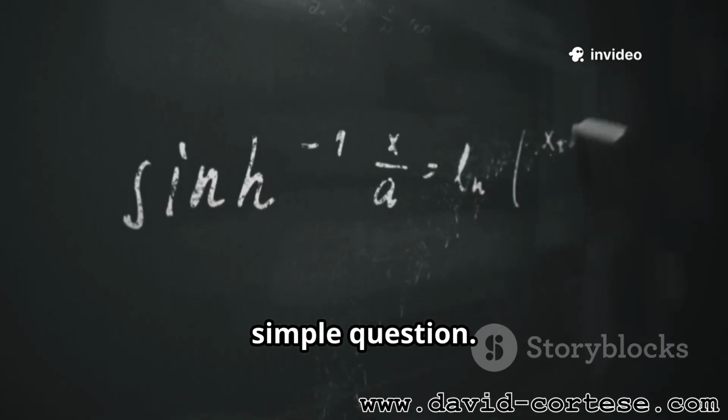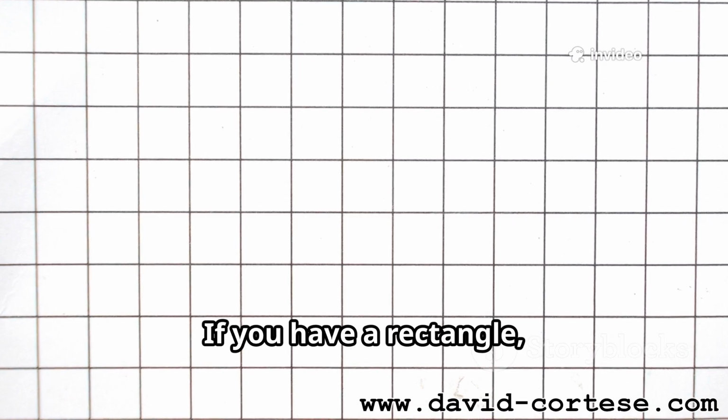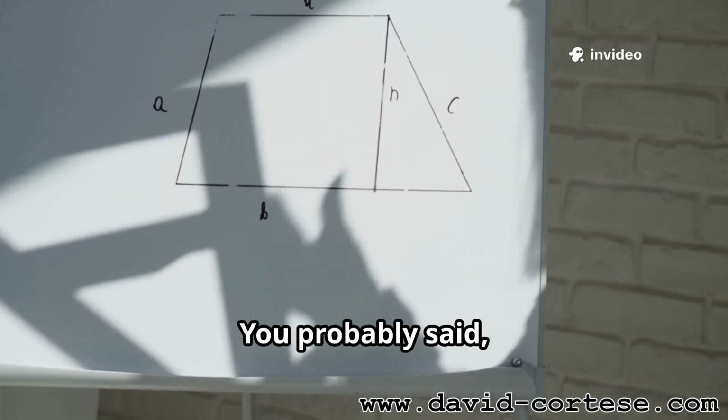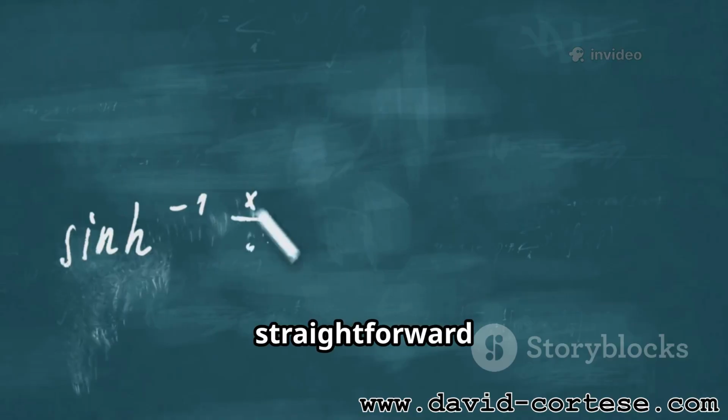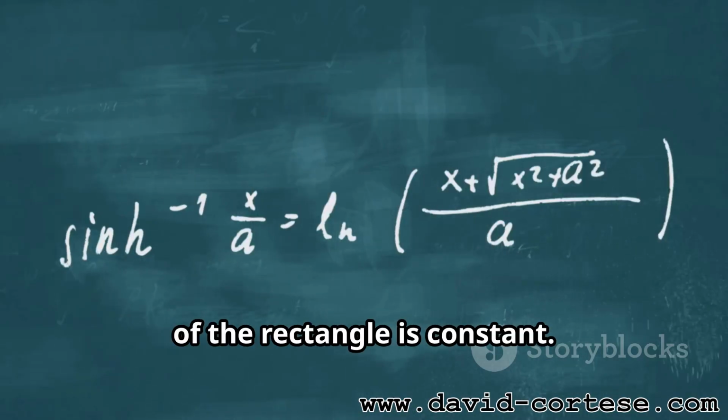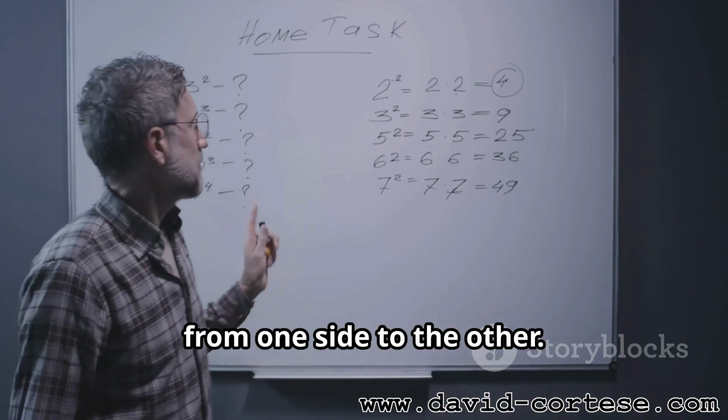It's a tool for summing up continuous change. Let's think about a simple question. If you have a rectangle, how do you find its area? You probably said length times width. It's straightforward because the height of the rectangle is constant. It doesn't change from one side to the other.